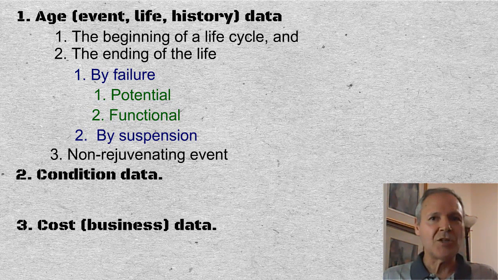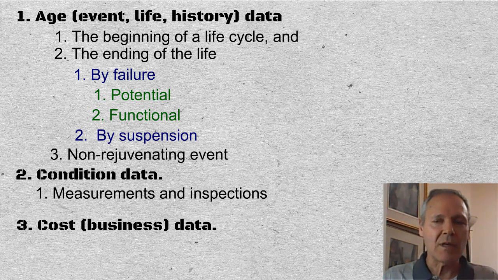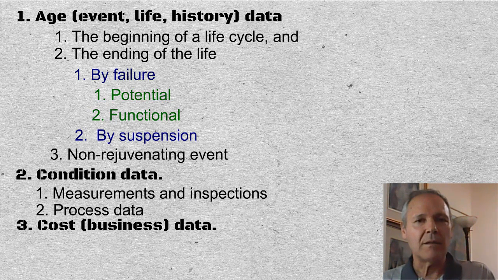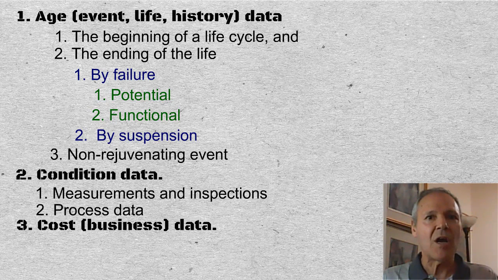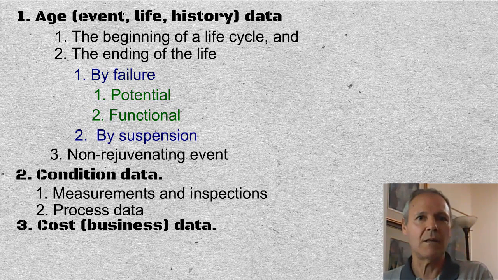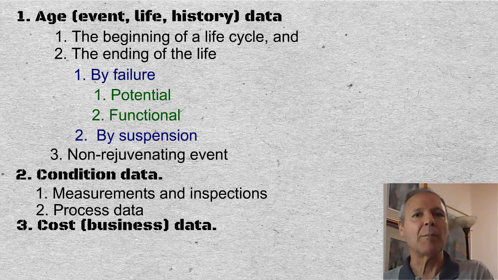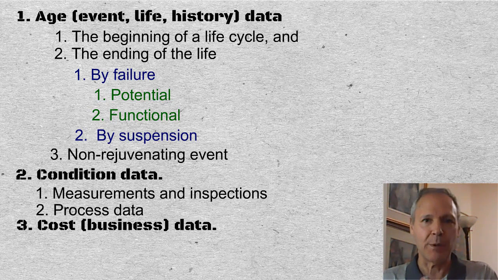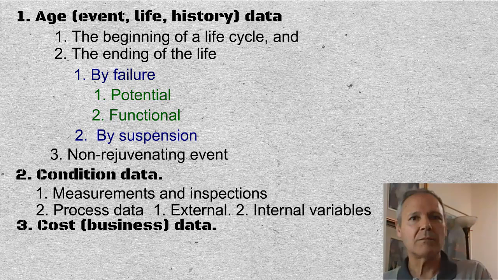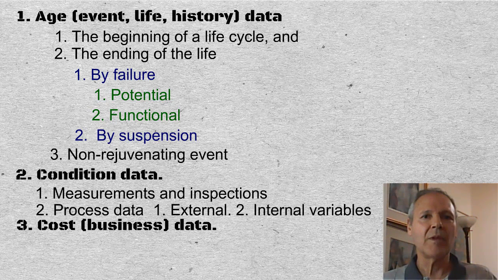We classify condition data into two subtypes: measurements and inspections, and process data. Measurements and inspections are conducted specifically for the purpose of predictive maintenance. Process data, on the other hand, is recorded directly within the control platform. Process data can be classified for purposes of maintenance into two types: external variables and internal variables. More on this in a moment.